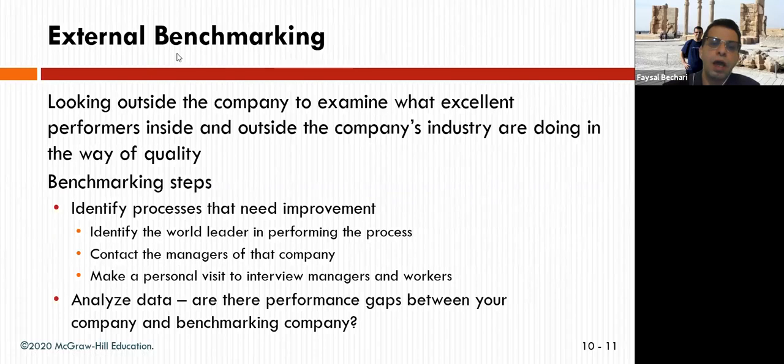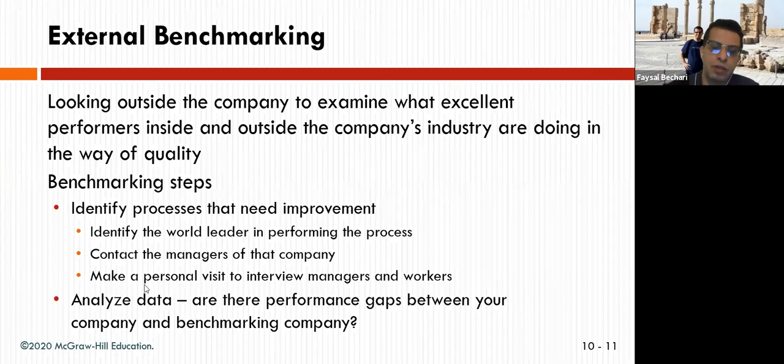Now, when you're operating, you always need a benchmark. Whether it's internal benchmarking or external benchmarking, you have to do some benchmarking. You want to compare your activity today with your activity yesterday or last year. That's benchmarking. If you want to compare your activity today with somebody outside, that's called external benchmarking.